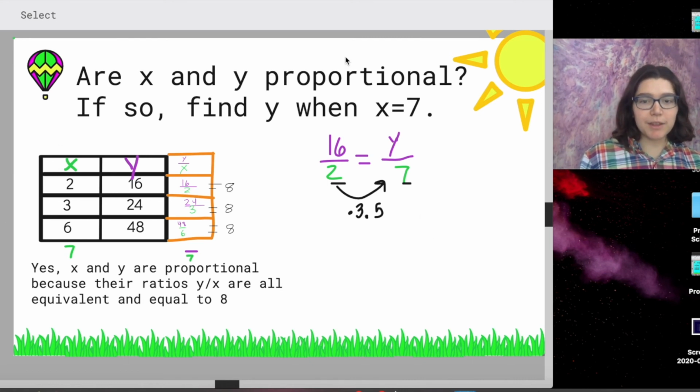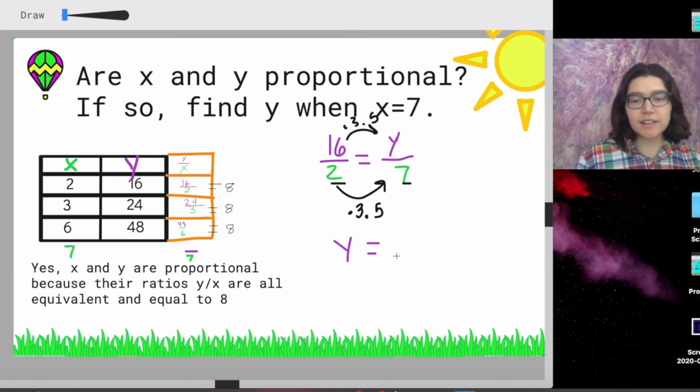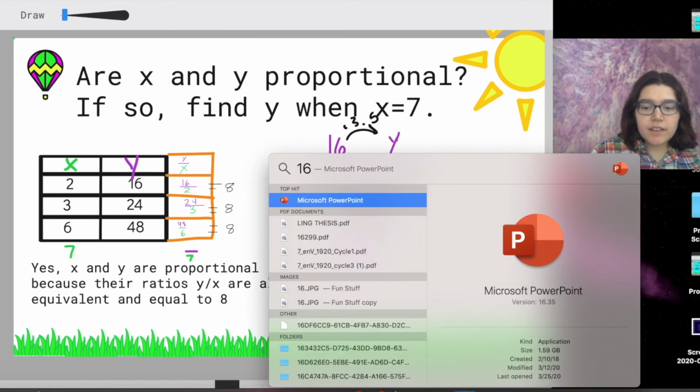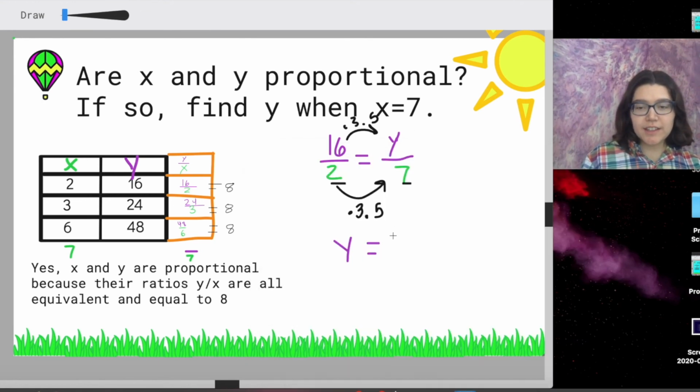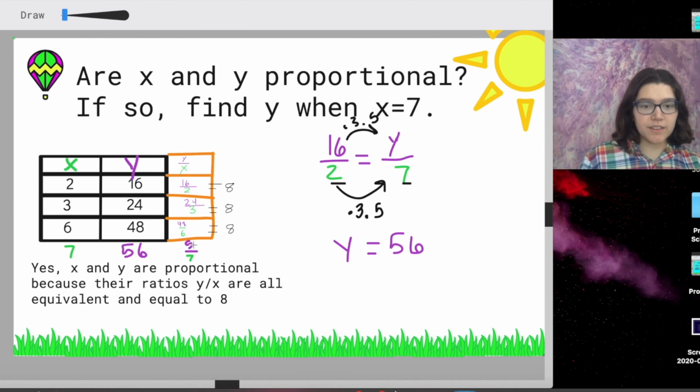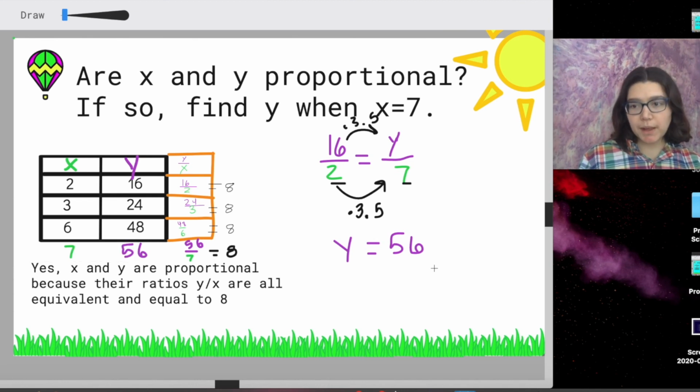Then I could find my missing y value up here. I could find y by doing the same sort of thing. I can do 16 times 3.5, and that will give me my correct y value. 16 times 3.5 is 56. So that means I'm going to have 56 right here. It is true that 56 divided by 7 is equal to 8. So that's going to work. That's one method.